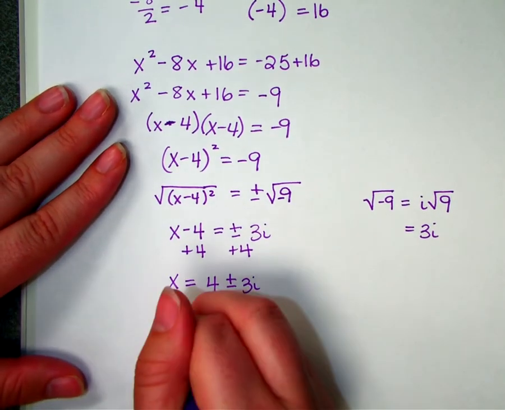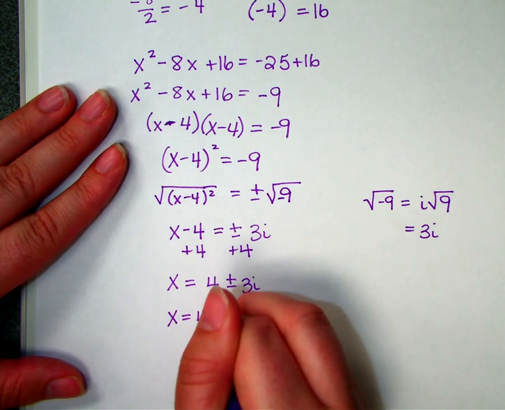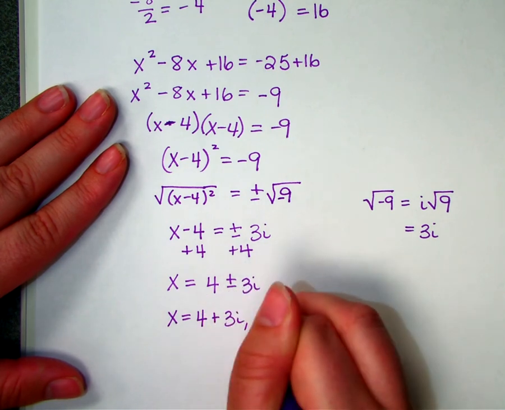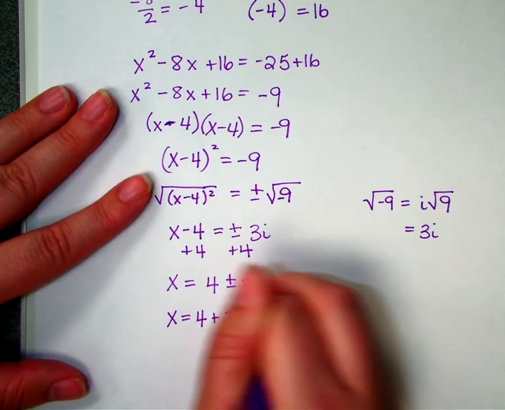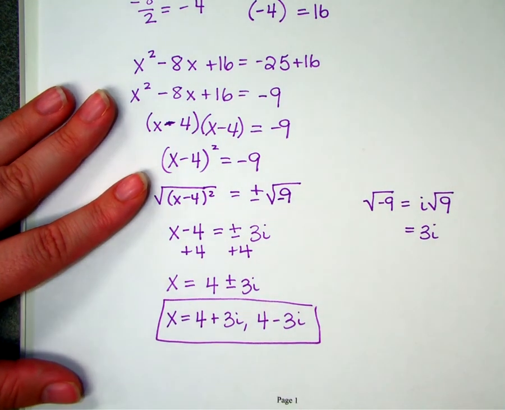And then when I enter my answers, I have two of them, 4 plus 3i and 4 minus 3i. And these are my two solutions.